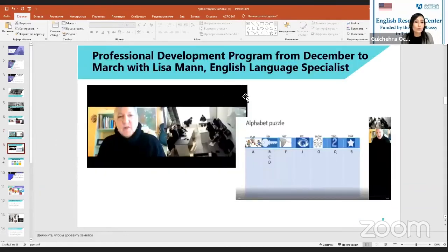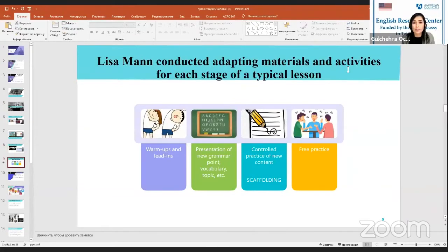We also had a professional development program with Lisa Mann from December to March. She was a great English language specialist, and she conducted sessions on adapting materials and activities for each stage of a typical lesson using material design projects.